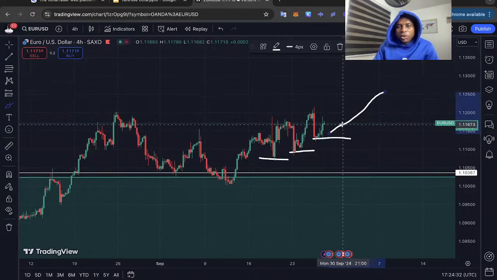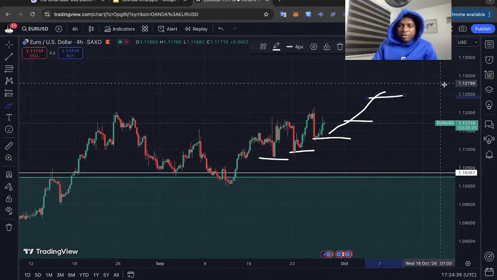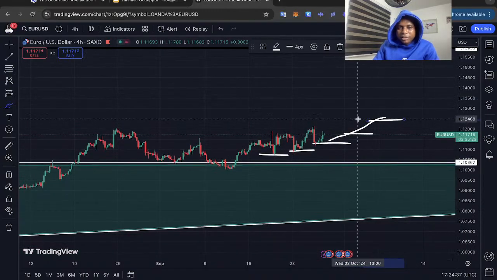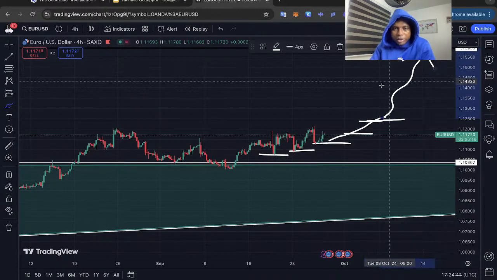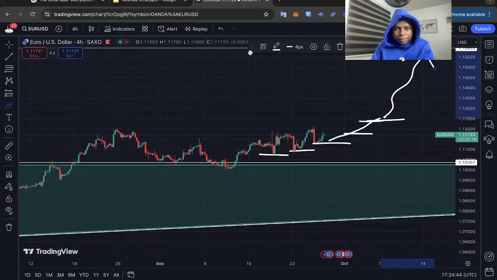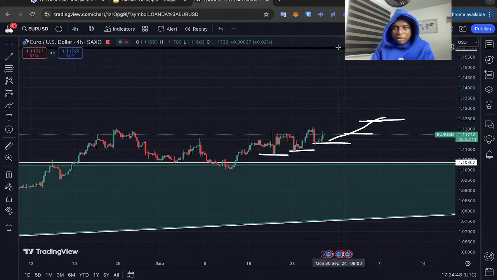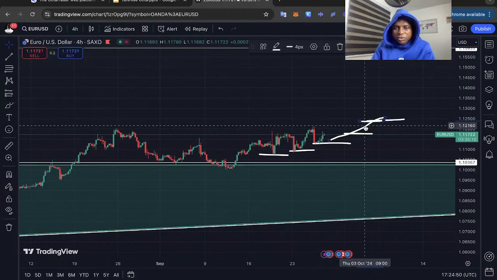All right. So this is how we might see the next bullish run up to this resistance zone. Okay. So this is very important for us to look into and consider.